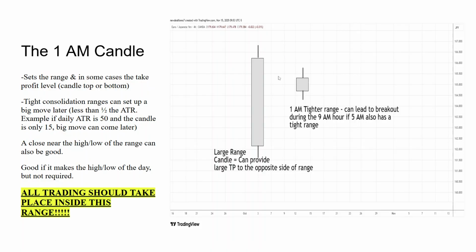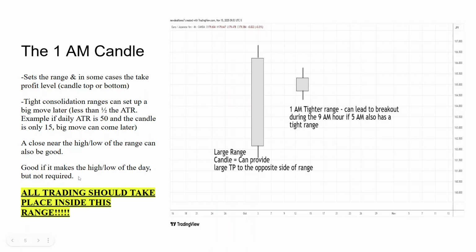Now, like I said, a close near the high or the low of the candle could be good. That's why these candles are gray, because it could be red or green. Doesn't really matter. All that matters is that if it closes up here, that's a good sign. There's less distance to go. And if it closes down here, that's a good sign, because there's less distance to go as well. It's good if the 1 a.m. candle makes that initial high or low of the day, but it's not required.